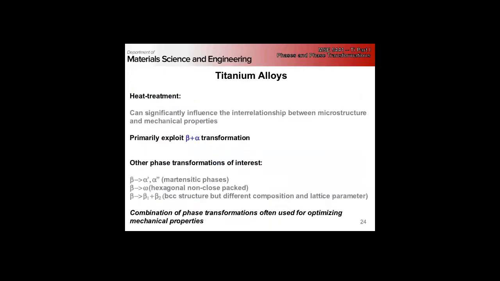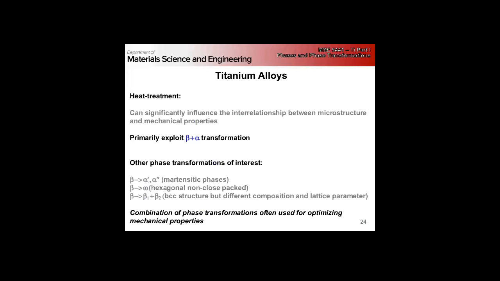Okay. Basically, most of what we're going to be talking about with titanium is trying to exploit the beta to beta plus alpha transformation to get our properties of interest. We also want to consider a couple different transformations: beta to martensite, beta to omega, which, remember, is hexagonal but not a close packed structure, and then beta to beta 1 and beta 2. Beta 1 and beta 2 are both BCC structures, but they have different compositions and lattice parameters.